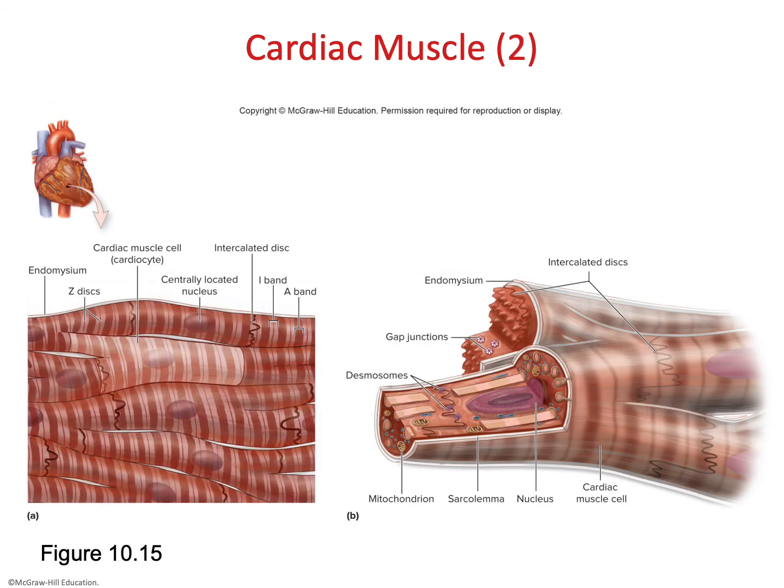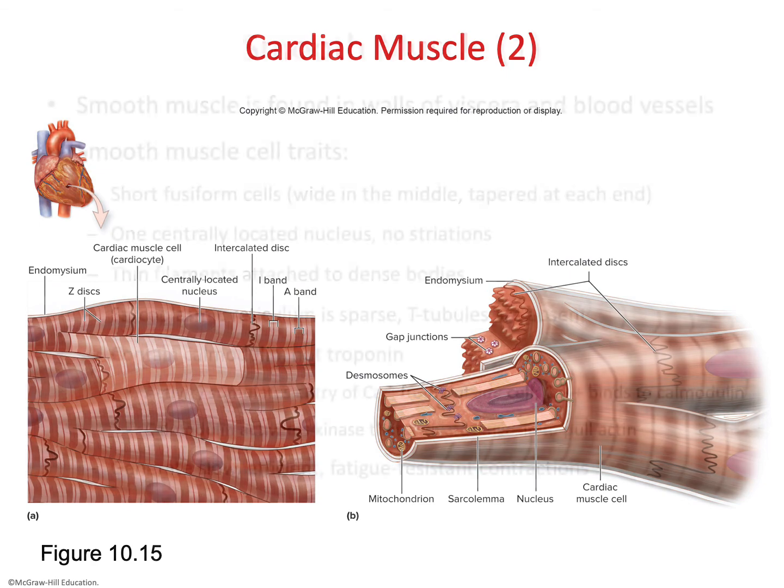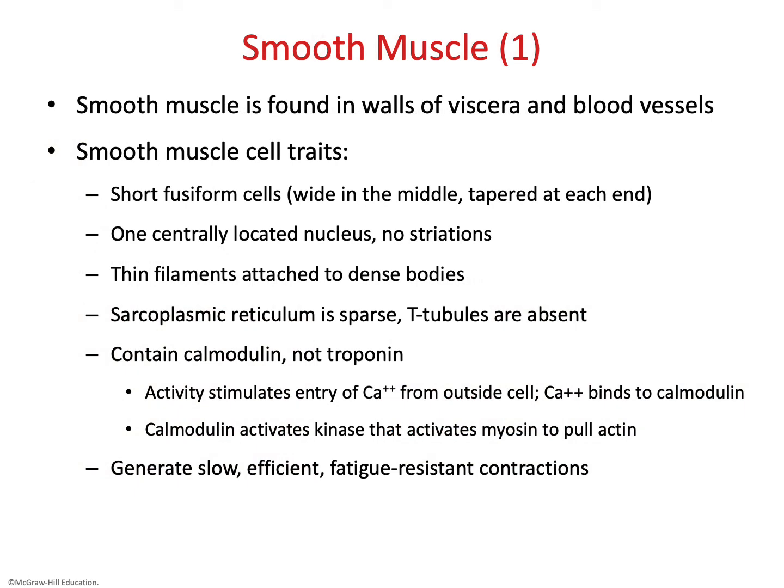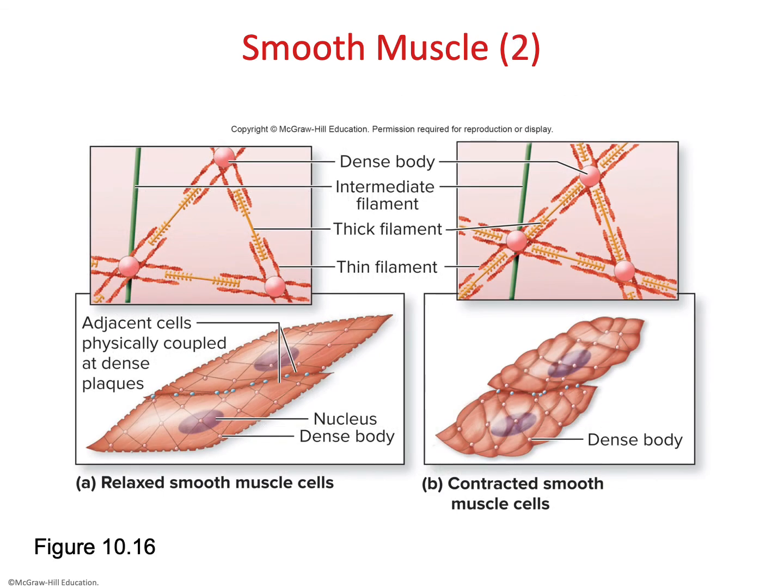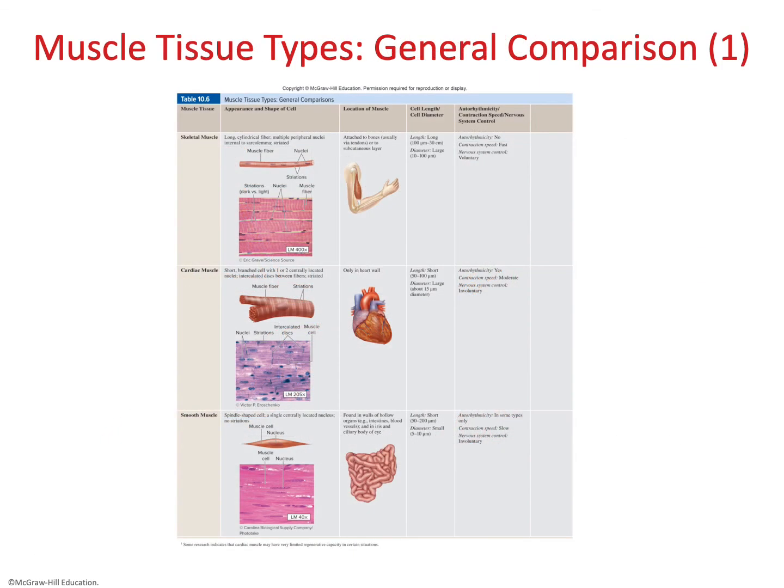This is a look at cardiac muscle, and you can see here the cardiac muscle is striated, it's branched, it has the intercalated discs. And then smooth muscle is fusiform shaped. Smooth muscle generates slow, efficient, fatigue-resistant contractions. And you can see how smooth muscle is not striated. There's one central nucleus. You can see the fusiform shape here. This is a great chart that tells you the general comparisons of all the three types of muscle tissue.